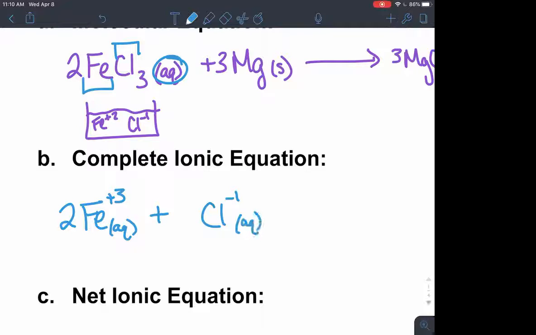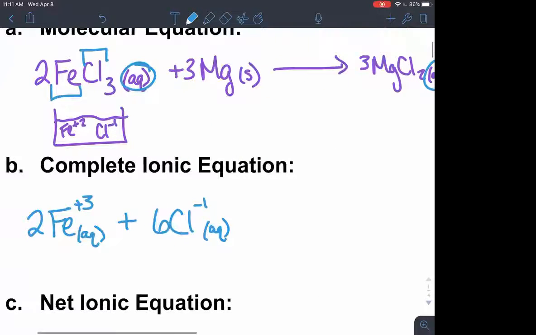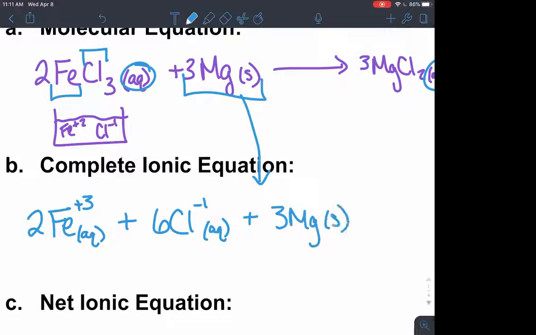6. You had 6. Perfect. So we're going to have those separated. If it's a solid, a liquid, or a gas, it's going to stay a solid, liquid, or gas. We're not going to touch it. It's just going to come straight down into our complete ionic equation. So we're just going to keep the 3 Mg solid. And that's our reactant side.